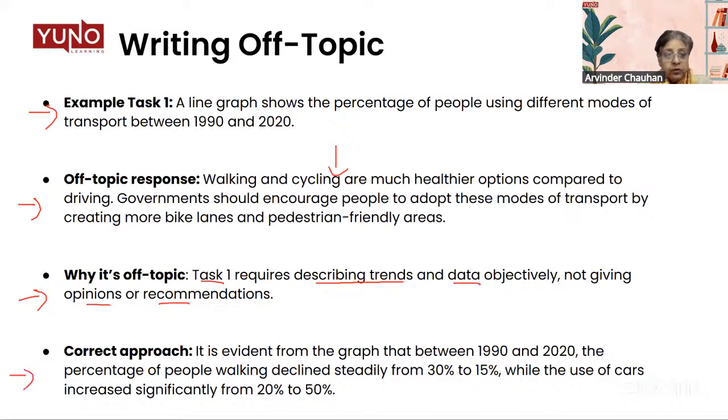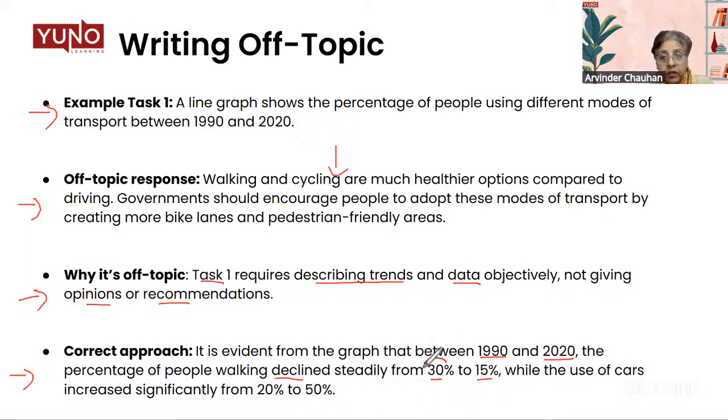The correct response would be something like this, wherein you are giving all the details about the graph that you have got. Task 1 is all about writing a report. In a report, you've got to describe the graph that you see, not give suggestions. That is not what the question asks, right? So here is what it would look like. It is evident from the graph that between 1990 and 2020, the percentage of people walking declined steadily from 30% to 15%, while the use of cars increased significantly from 20% to 50%.